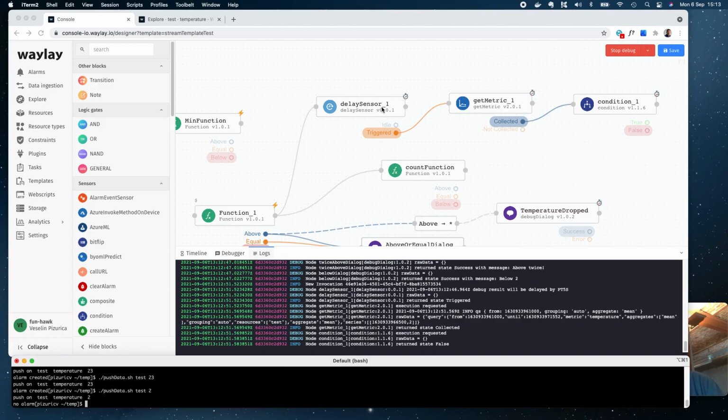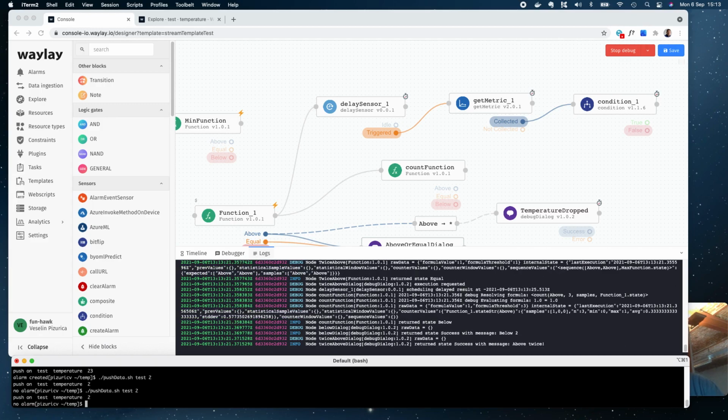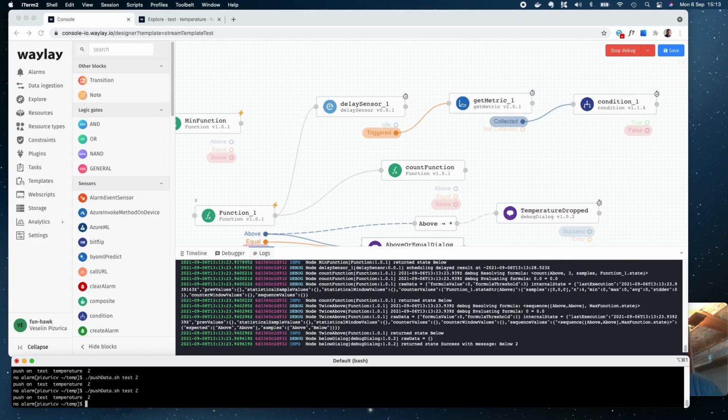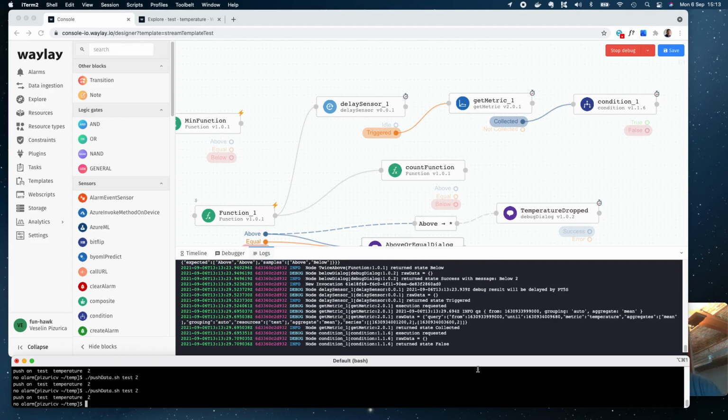Now, one thing about the delay sensor that may be interesting to note is that if we push another event in shorter than 5 seconds, we're going to start counting from the very beginning, which means that if I push, let's say, 2, and then push 2 again, it's just going to reset the delay and wait again 5 seconds. And this is when it's going to trigger. And again, we're going to fetch these values, and then we check for a condition.